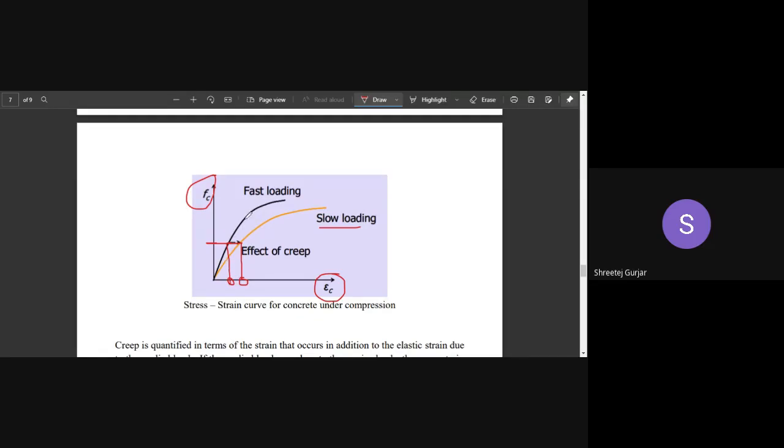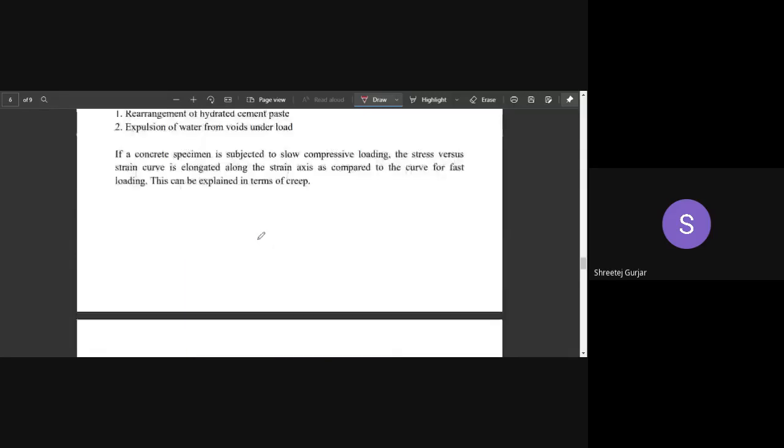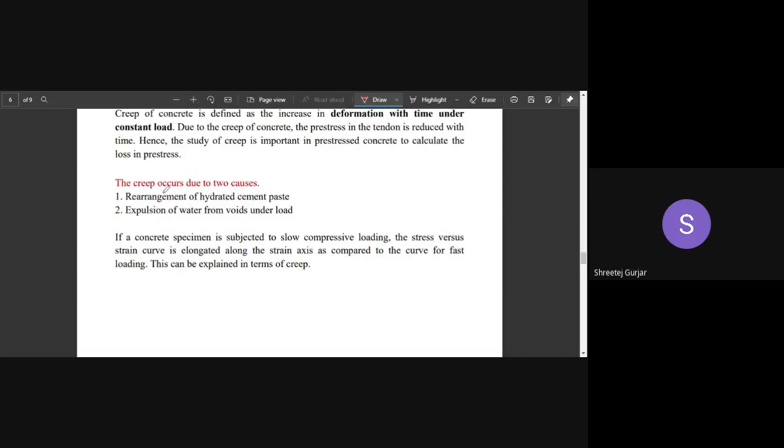This shift of the curve from this curve to this curve is nothing but due to the effect of creep. The shift from your fast loading curve to your slow loading curve is because of the effect of creep. And creep is caused because of these two main reasons. So that is what is explained here.